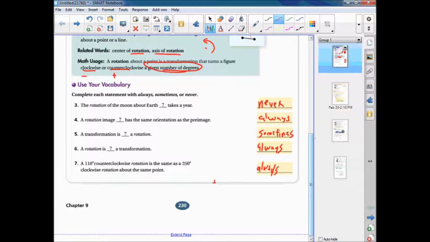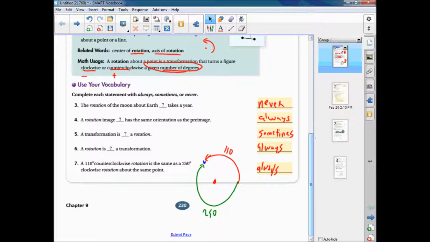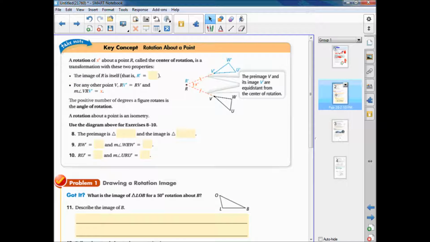So here's a point of rotation, the center of rotation. Here's a point. If we rotated 110 counterclockwise, that's going to be not quite that far, somewhere about right here. But if we go in the opposite direction, 250, it'll bring it right around the same way. That's because this 110 plus this 250 makes a total of 360, which is one time around the circle. So together, they're going to end in the same spot. All right, let's flip it over and see what's on our second page.